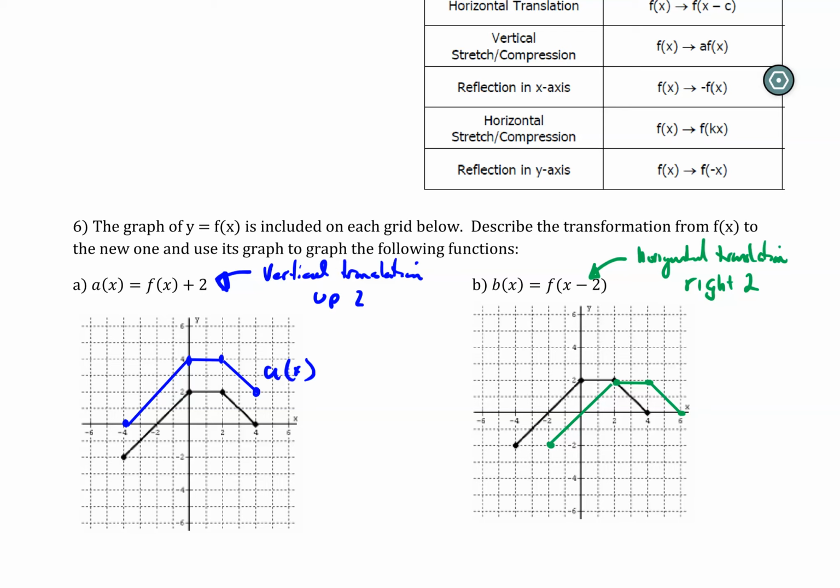So if it's a reflection over the x-axis, it's just a flip, however far it is from the x-axis, you do the same distance away. Same thing for the y. How far it is from the y, you would do the same distance away from the y, and that would be your reflection from there.